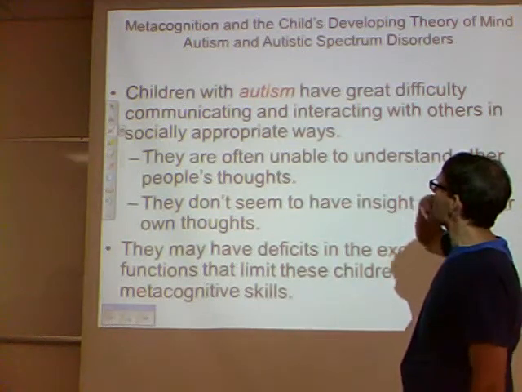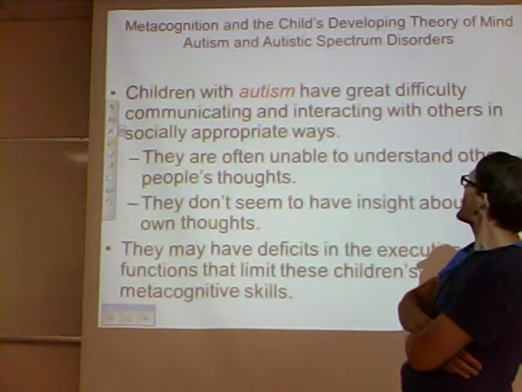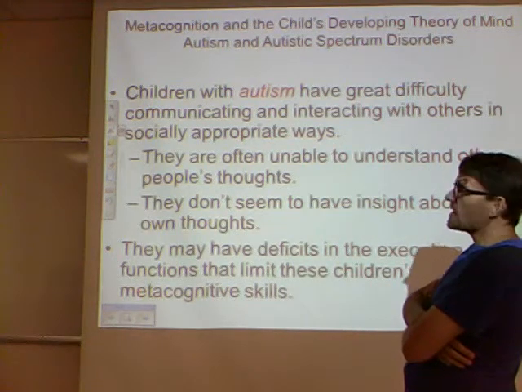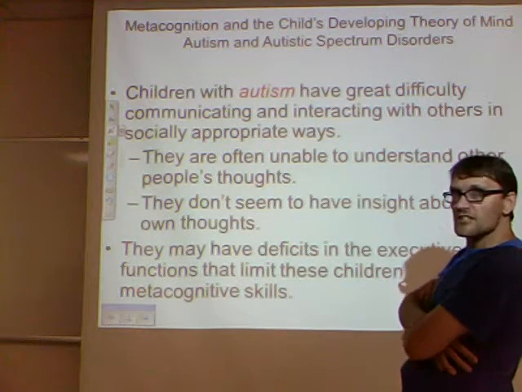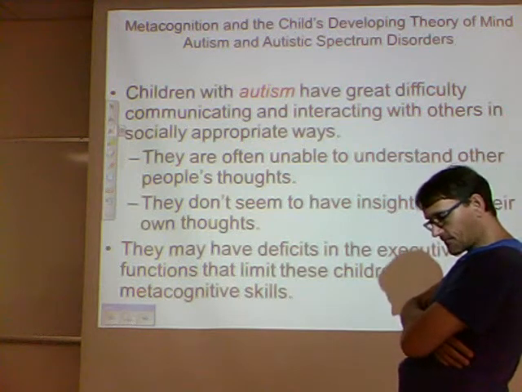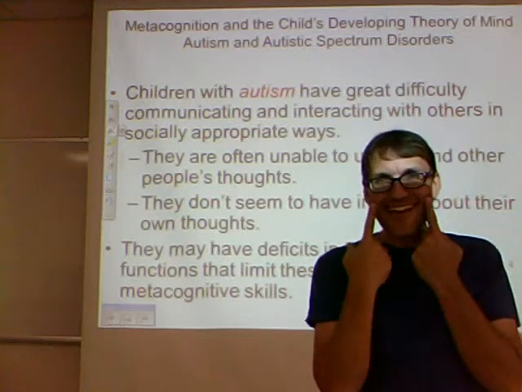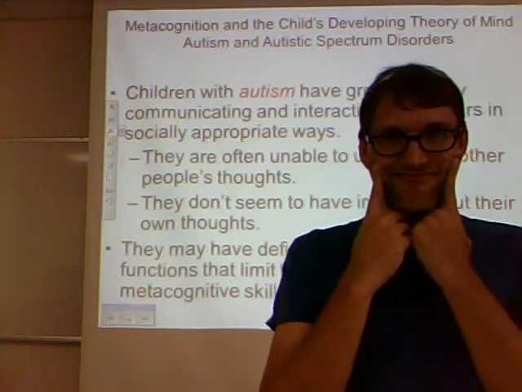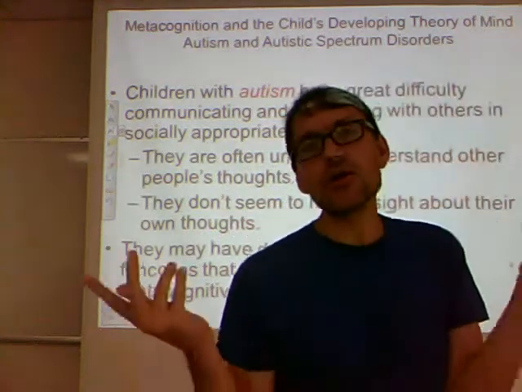Children with autism have great difficulty communicating and interacting with others in socially appropriate ways. Now, suffice it to say, children with autism literally need to be taught about emotions, okay? You have to teach them. Well, when somebody's lips are up like this, that means that they're in a good mood. They're like, okay. I mean, you and I, we just intuitively do this stuff.